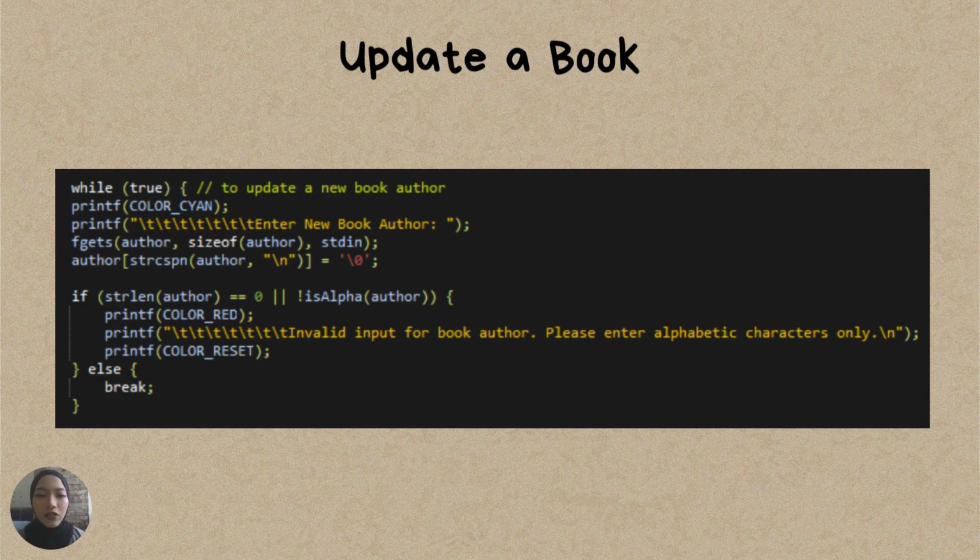The code then checks the length of the author string using strlen(author). If the length is 0 or if the isAlpha function returns false for the author, it means that the author is invalid in this case. The code prints an error message in red color and informs the user to enter alphabetic characters only for the book author. If the input is valid, such as the author has a non-zero length and consists of alphabetic characters, the code encounters the break statement, which exits the while loop.